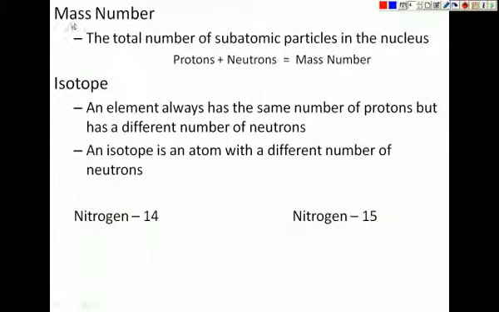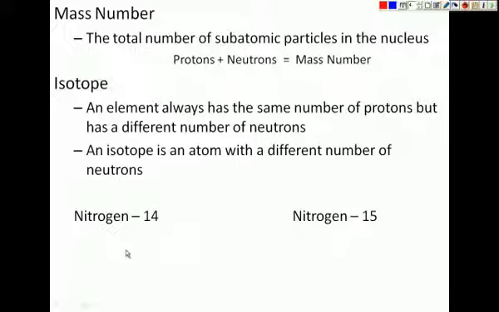Now our next vocab word is mass number. The total number of subatomic particles in the nucleus. Mass number, if you came up with a formula for it, is protons plus neutrons will equal your mass number. So all the subatomic particles inside of the nucleus. Our next vocab word is isotope. An element always has the same number of protons, but it can have a different number of neutrons. An isotope is an atom with a different number of neutrons.